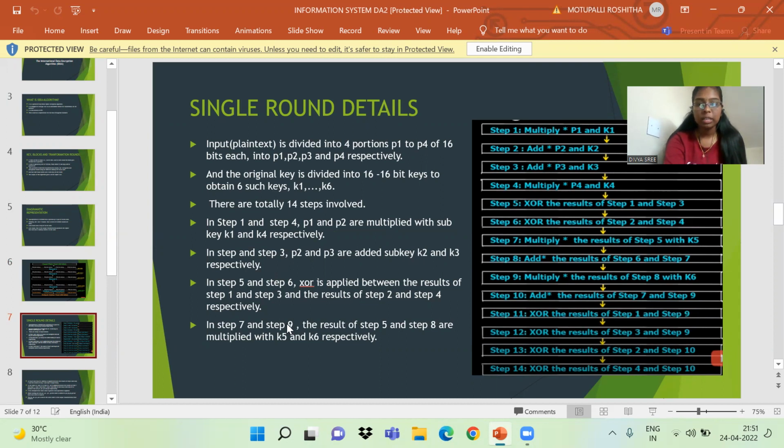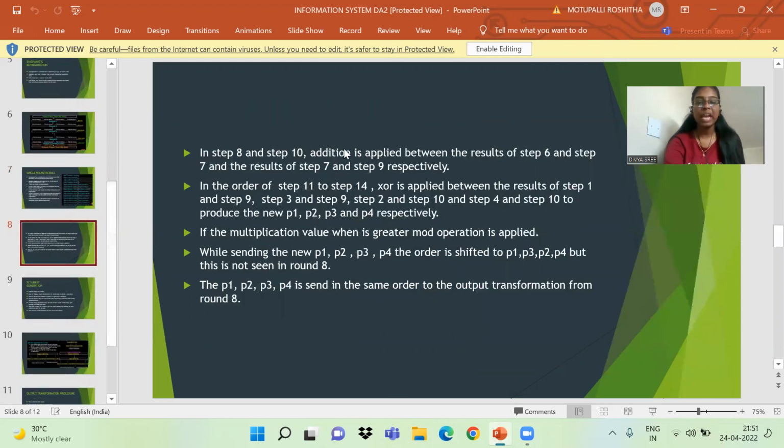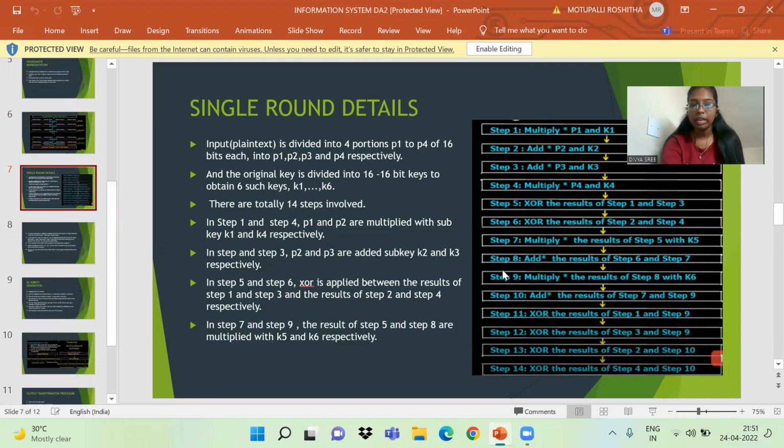In step 7 and step 9, the results of step 5 and step 6 are multiplied with the K5 and K6 keys respectively. In step 8, we need to add the results of step 6 and step 7. In step 10, we need to add the results of step 7 and step 9.